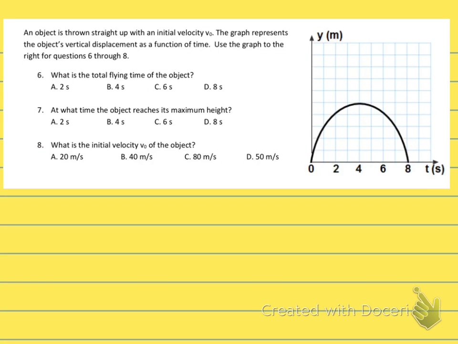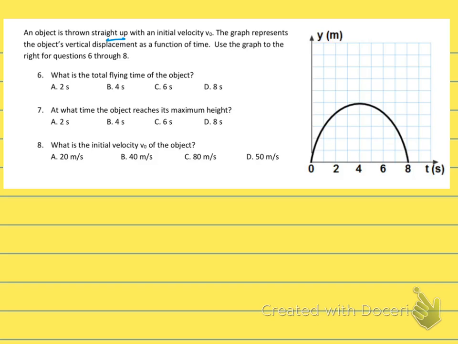An object is thrown straight up with an initial velocity v naught. The graph represents the object's vertical displacement as a function of time. So we're throwing this straight up. Use the graph for these questions. Number 6, what's the total flying time of the object?